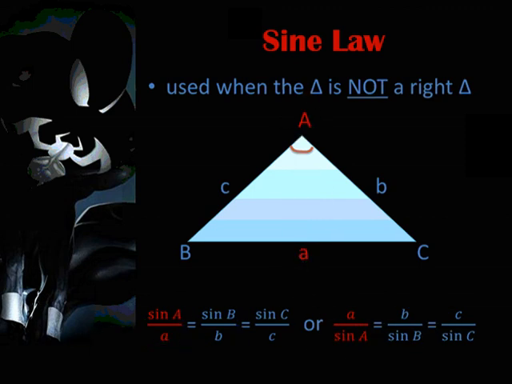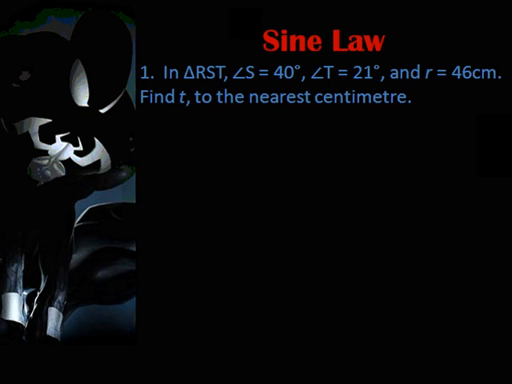Now let me just show you an example. In triangle RST, we have angle S, which is 40 degrees, angle T, which is 21 degrees, and little r, which is 46 centimeters. So find little t to the nearest centimeter. The first thing I'm going to do is draw a diagram and fill in everything I know. So I have my angles down, and I have my little r, which is across from my big R. I'm going to look for partners now.